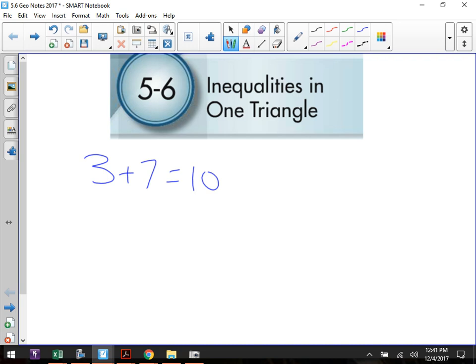True or false? True. It's true. Okay. 3 plus 7 is 10. Last time I checked, that's how math works. When you take two smaller parts and you add them together, the sum is greater than either one of the small ones. Now, we've done this with segments.